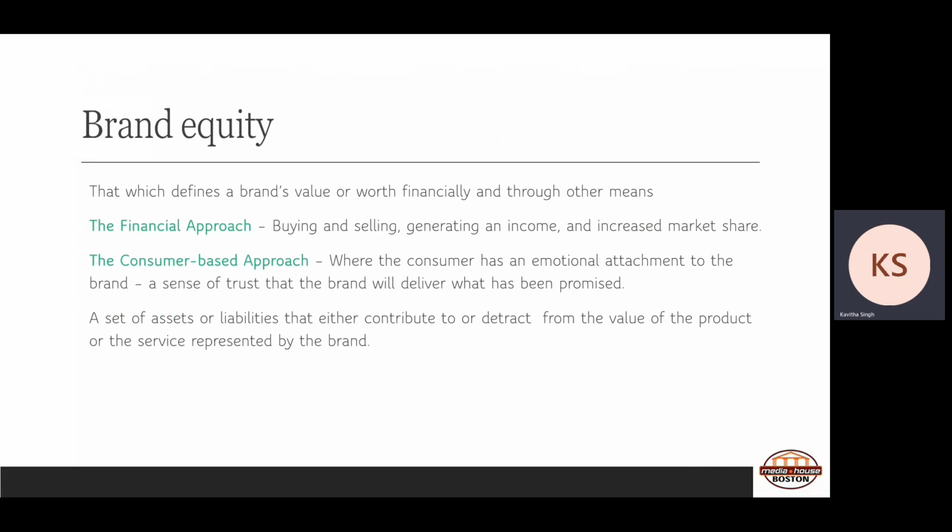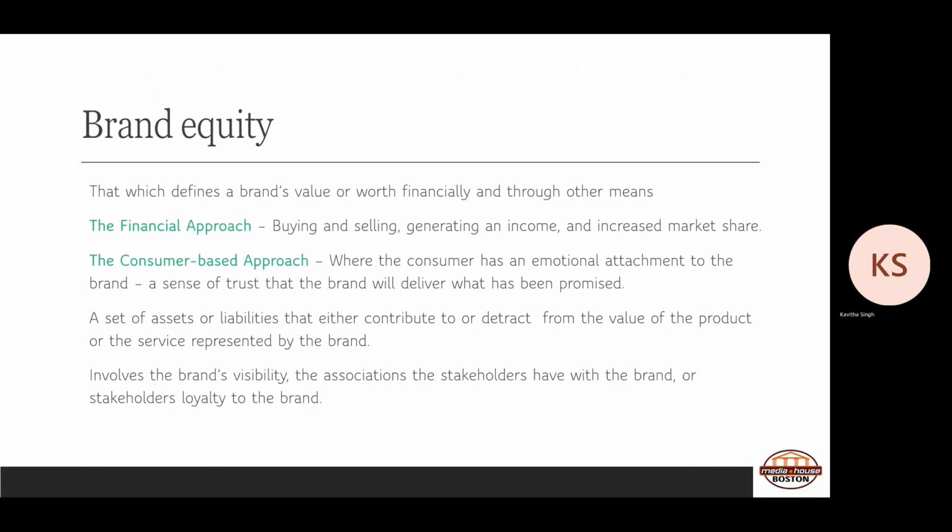Brand equity is also a set of assets or liabilities that either contribute to or detract from the value of the product or the service represented by the brand. So I thought I knew my accounting equation. Yes, so owner's equity is equal to assets minus liabilities. So if you want to know what your total equity is, you take your liabilities and subtract them from your assets, and you will be left with exactly what your brand equity is. It involves the brand's visibility, the association the stakeholders have with the brand, or stakeholders' loyalty to the brand.